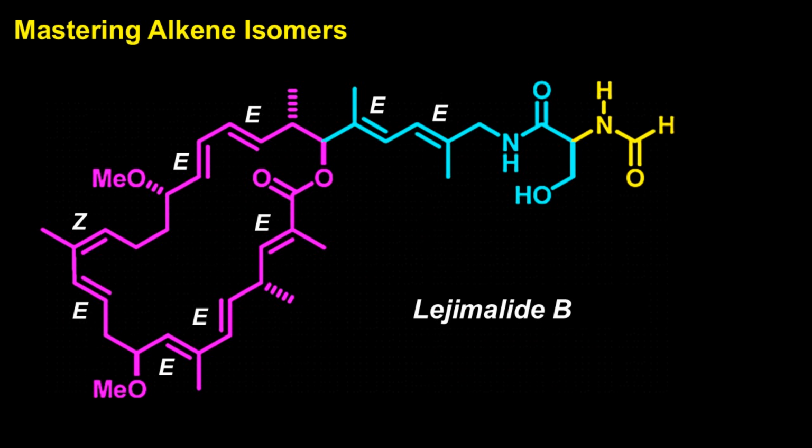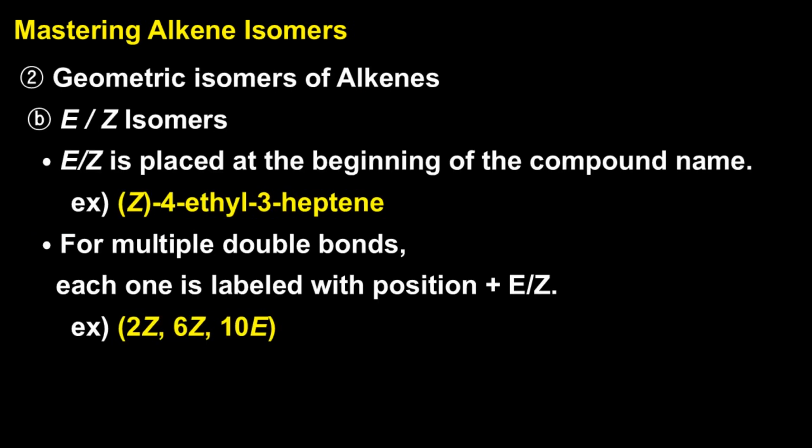This slide shows all the E and Z configurations for the double bonds in ligemelide B. So when it comes to naming a compound, where do we put the E or Z? We put it right at the beginning of the compound name, just before anything else. For example, if the double bond is between carbon 3 and 4, and it's a Z isomer, we write it as Z-4-ethyl-3-heptene.